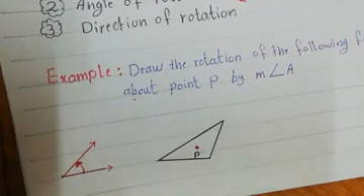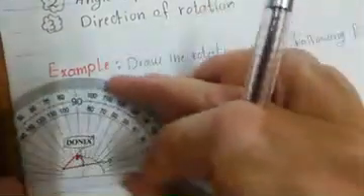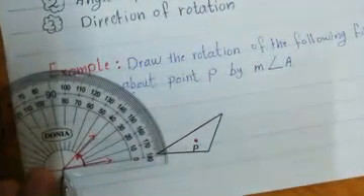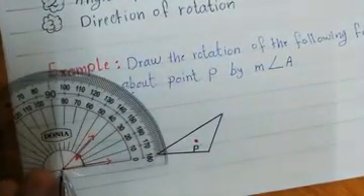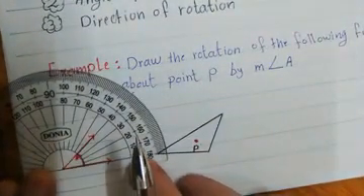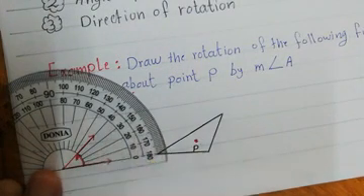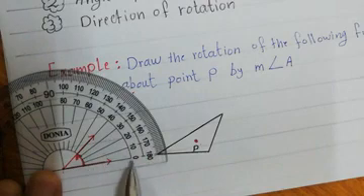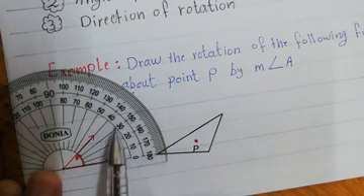Okay, now I want to rotate this shape about this center, which is this point, with this measure. Now I will check how much this measure is by my protractor. Look, I fixed the center of the protractor on the center of this angle, and I line up the zero line with this line and start counting from here. 0, 10, 20, 30, 40.